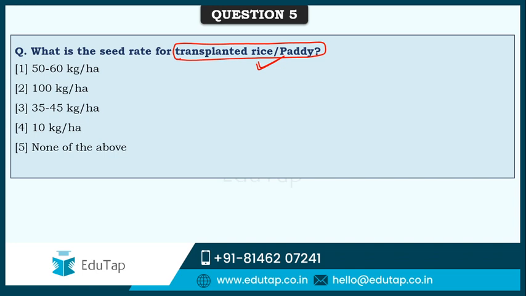Seed rate for transplanted rice. Okay, Amarjyoti is saying 150 to 60 kg per hectare. Banking and SSC Academy is saying 4. Ojasva is saying 1. Okay, so let's see the answer. Aditya Kautilya is saying 4, but the correct answer is 50 to 60 kg per hectare for transplanting.